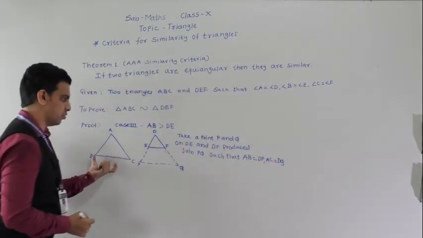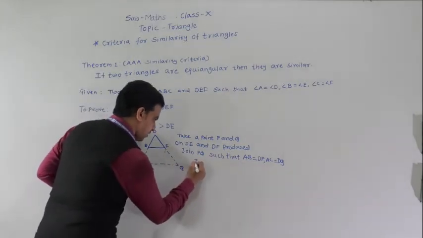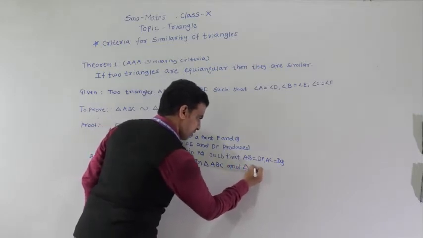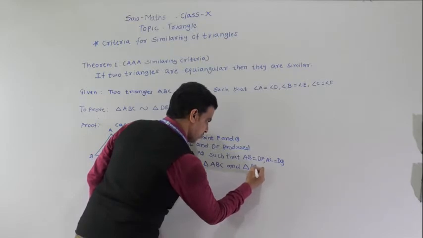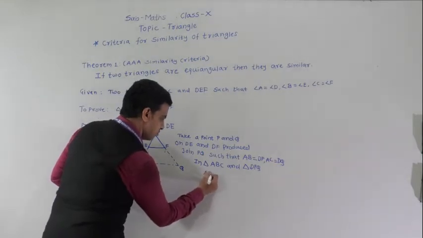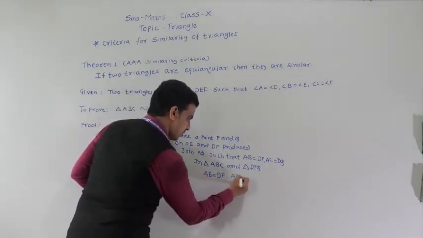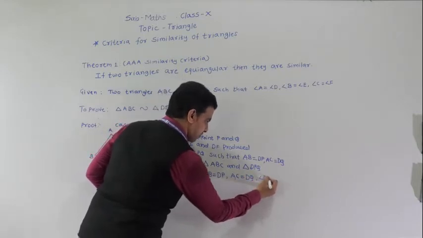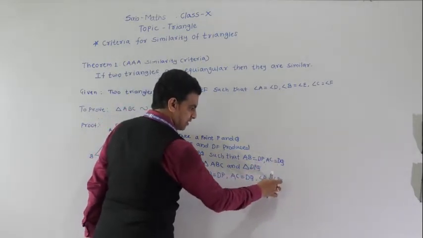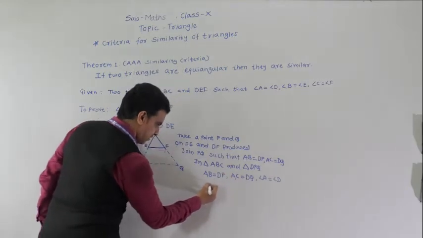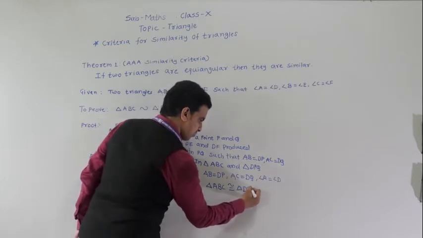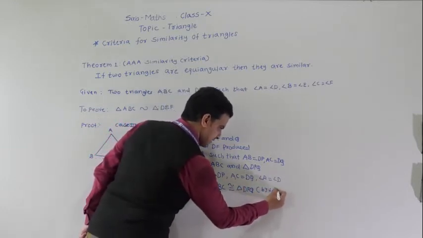Okay, again the same we have to write. So here in triangle ABC and triangle DPQ, the same proof is there as in case second. So in triangle ABC and triangle DPQ, AB is equal to DP, AC is equal to DQ, and angle A is equal to angle D. Okay, so AB is equal to DP, AC is equal to DQ by construction, and angle A is equal to angle D, that is given. So we can say that triangle ABC is congruent to triangle DPQ by again the same criteria, SAS criteria.